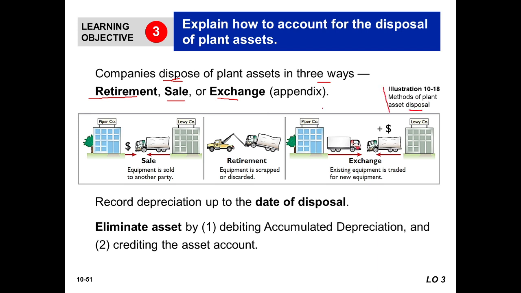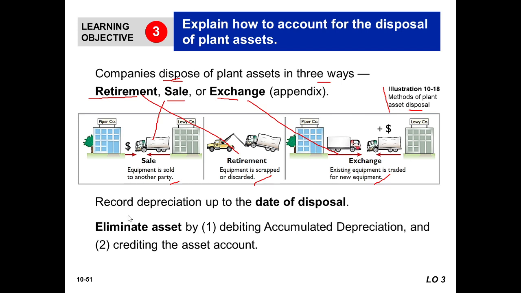These are the methods. Number 1, sell. We can sell our assets, and here the equipment is sold to another party. Number 2, retirement. Equipment is scrapped or discarded. Number 3, exchange. Existing equipment is traded for new equipment. We can exchange this. So these are the 3 methods: sale, retirement, and exchange.